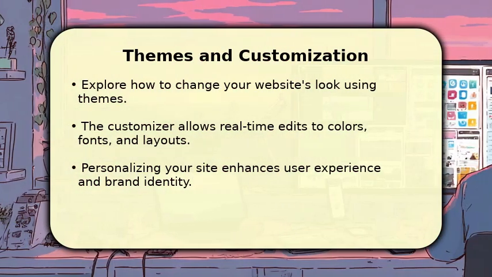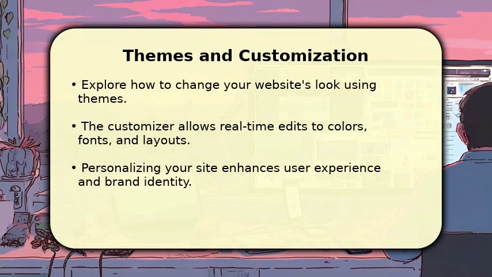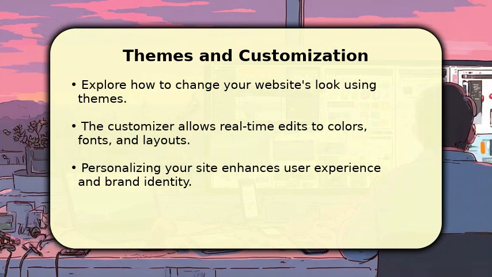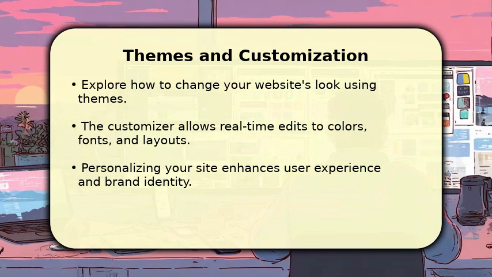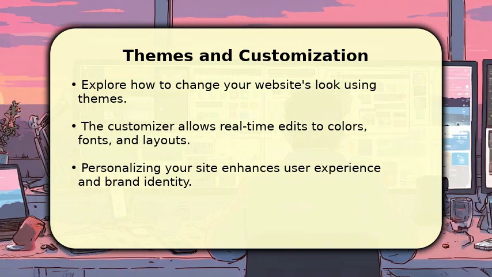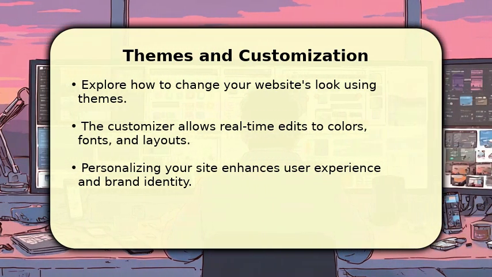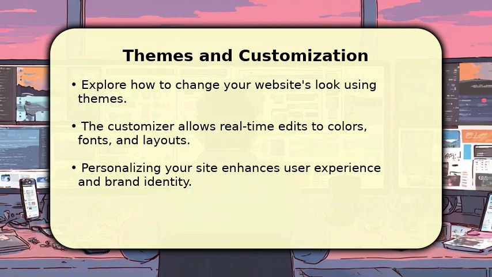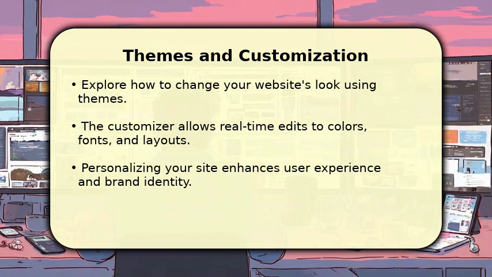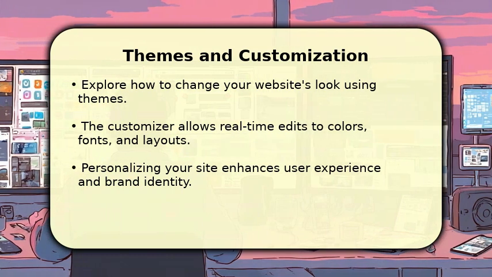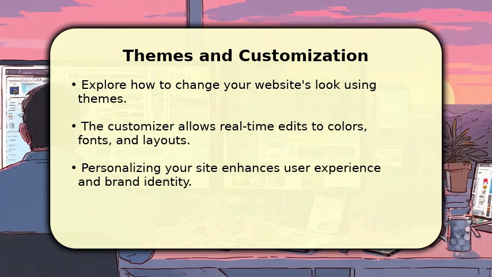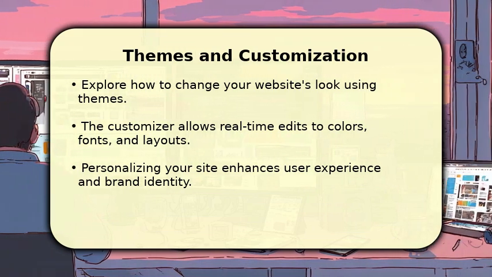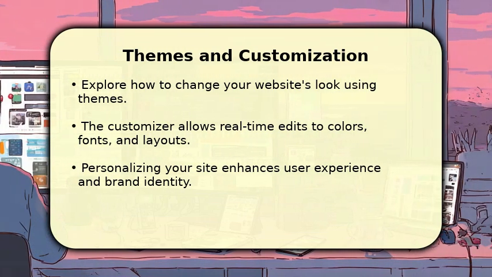Now, let's make your site look exactly how you want. WordPress uses themes to control its overall appearance. You can browse hundreds of free and premium options to find the perfect fit. The built-in customizer tool then allows you to make real-time adjustments to elements like your site's colors, fonts, and header images, all without writing a single line of code. This powerful feature ensures your site truly reflects your brand's unique identity.